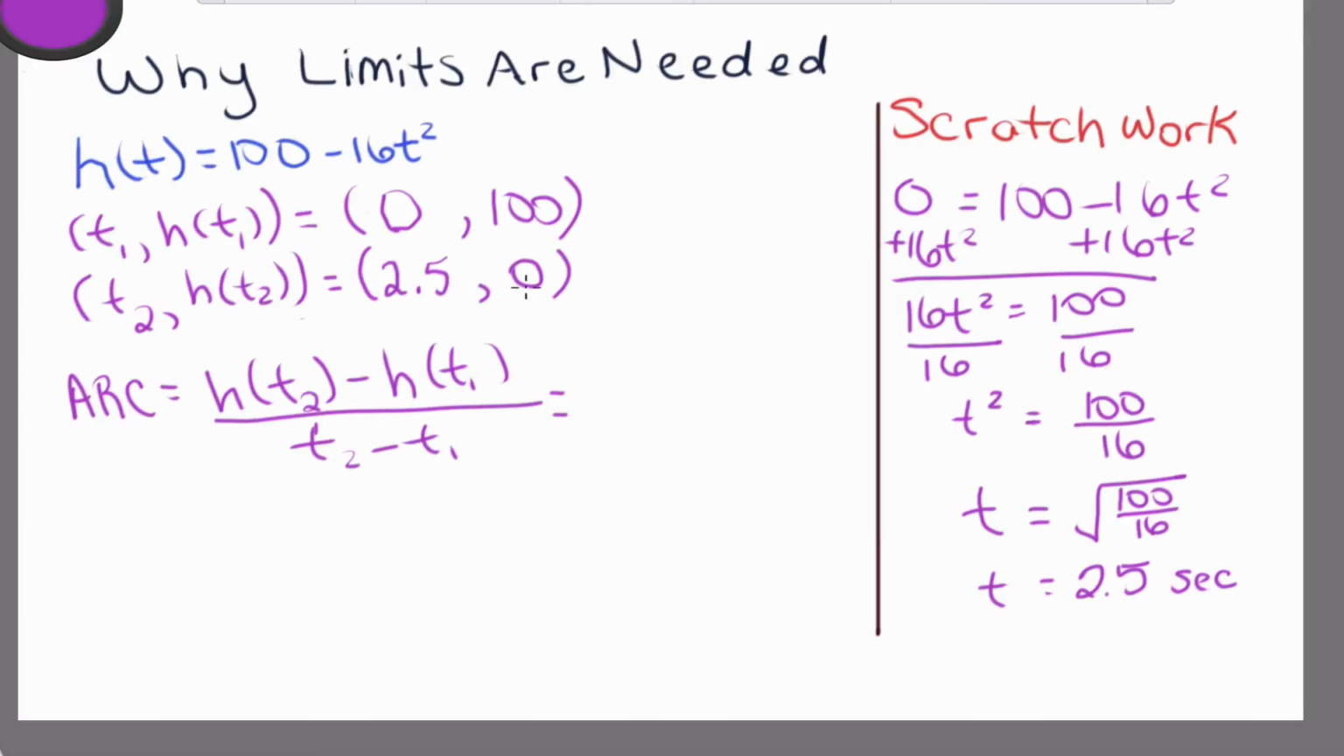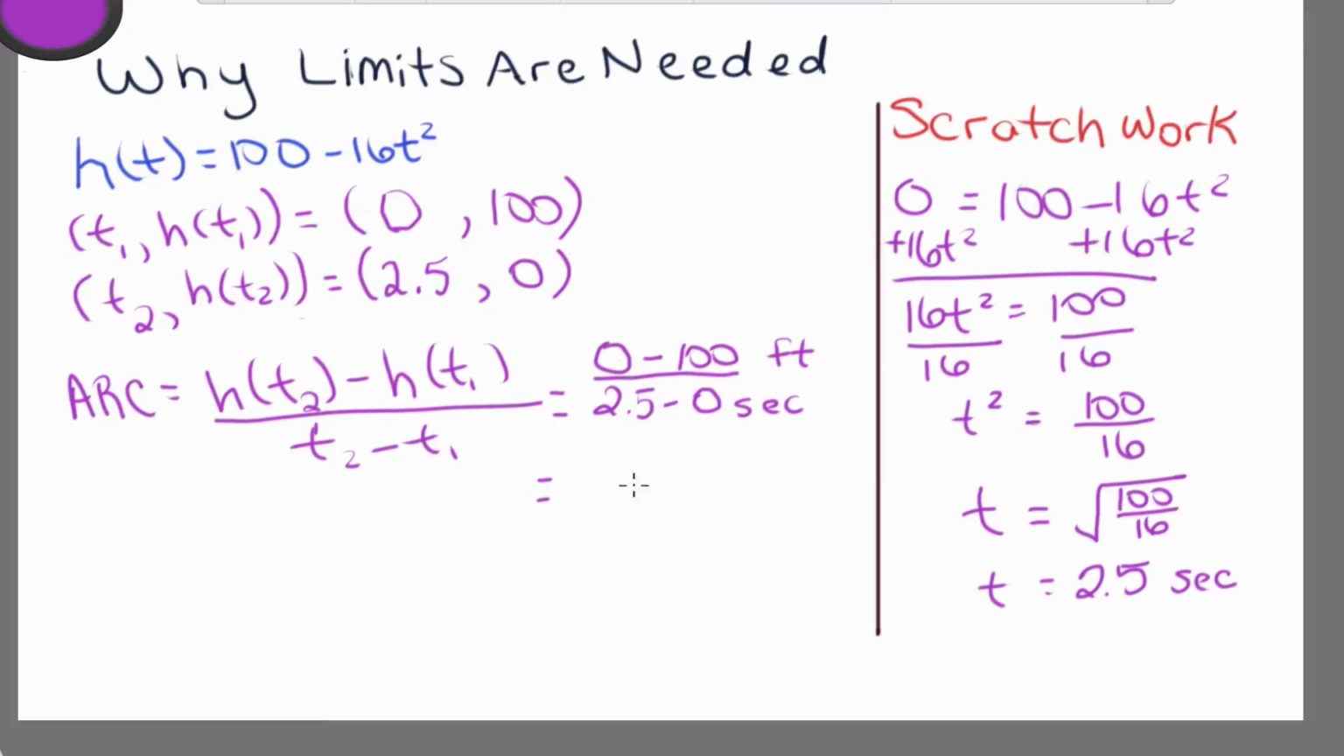Okay, let's plug in. H of t sub 2 is 0. H of t sub 1 is 100. So we have minus 100. And remember, this is feet because that was the height of the bowling ball. T sub 2 is 2.5. And then t sub 1 is 0. And remember, these are in seconds because we were talking about time in seconds.